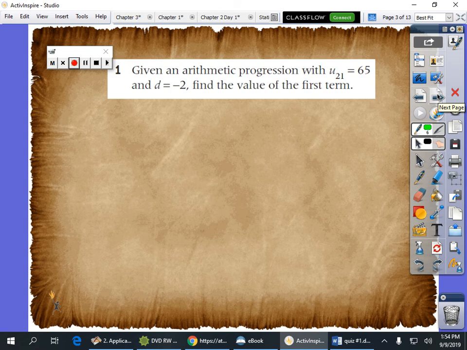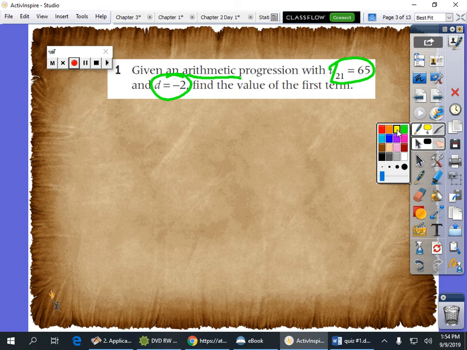What does this right here mean? The 21st term is 65. And what does this mean? The common difference is -2. Now remember, we're going to use the formula, and I told you it only helps us if we know 2 of the 3 things. I know 2 of the 3 things, okay? So what is the formula I'm going to use? Okay, so I'm going to use U sub, let me pick a different color.